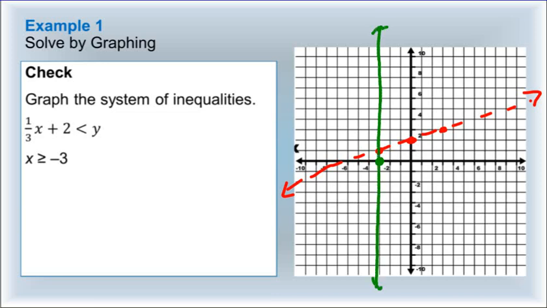So there's our graph. And then we need to shade. So y has to be greater than the red. So above the red and to the right of the green. So that would be everything over here.